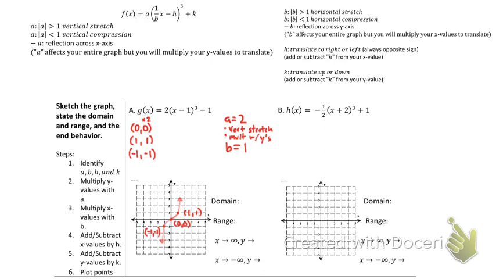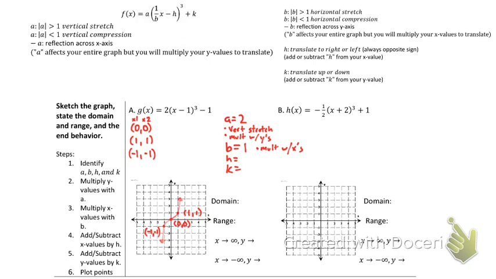Okay? But to apply it to the graph, you will multiply your X values with the B value. So we're going to multiply with X's. Okay? Now we're going to multiply the X's times 1. Before I do my H and K, well, actually, let's just do the H and K so you can keep in line with the steps here.